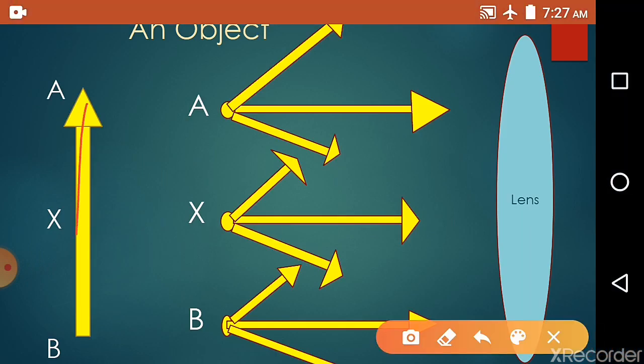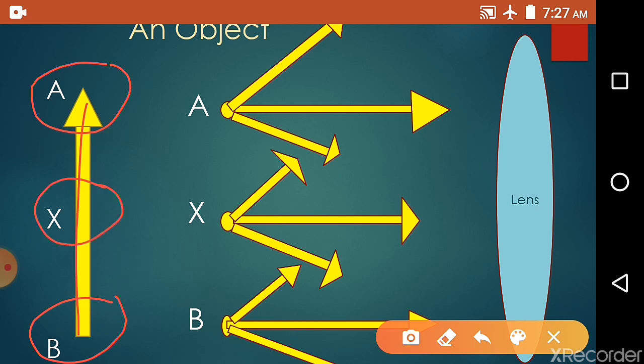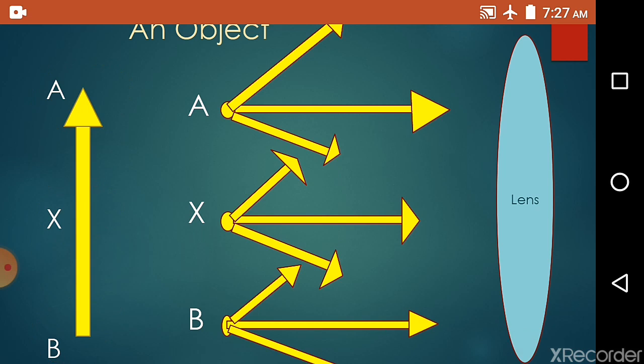Here this up-headed arrow AB represents an object. The object consists of infinite number of points, but we are considering only 3 points. A is the top point, B is the bottom point, and X is a point somewhere in the middle of the object. As you know, the object has infinite number of points, and all the points act as a source of light and can send light rays from them.